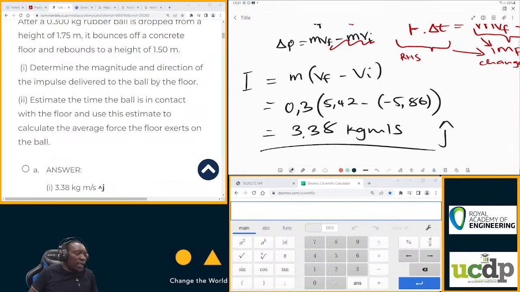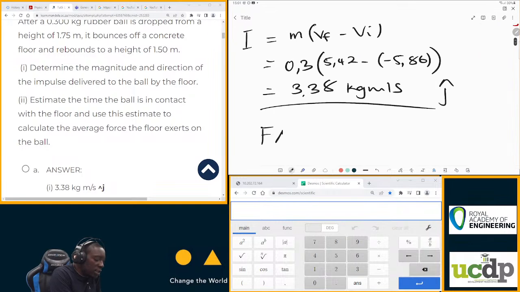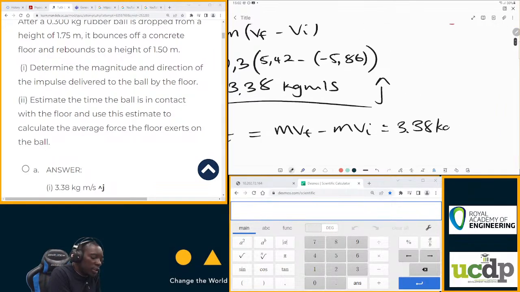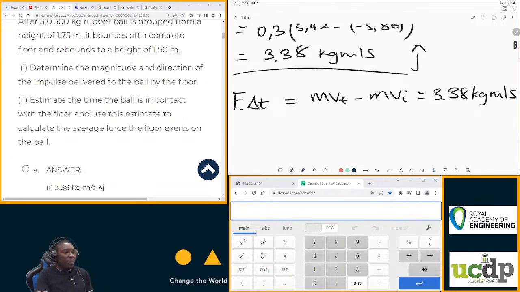Then the second part says estimate the time the ball is in contact with the floor and use this estimate to calculate the average force the floor exerts on the ball. So remember, this impulse is F times delta t, which is the time that we are asked to estimate, and that should be equal to mvf minus mvi, which is our 3.38 kg meter per second. So now we need an estimate of the time the ball stays on the ground.